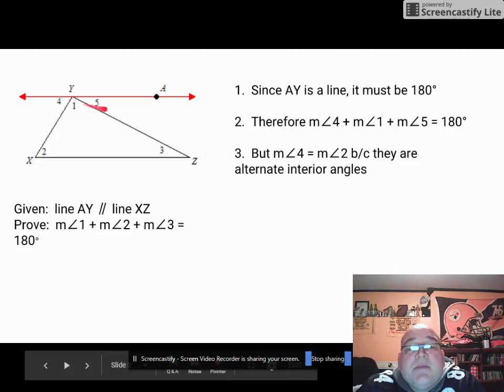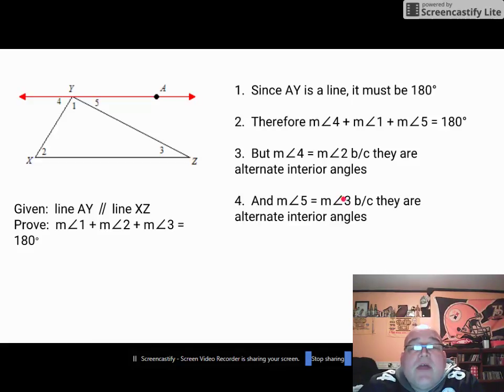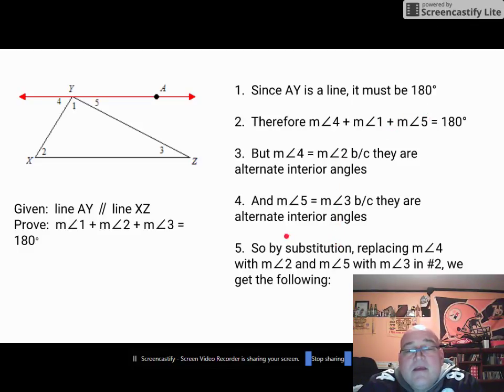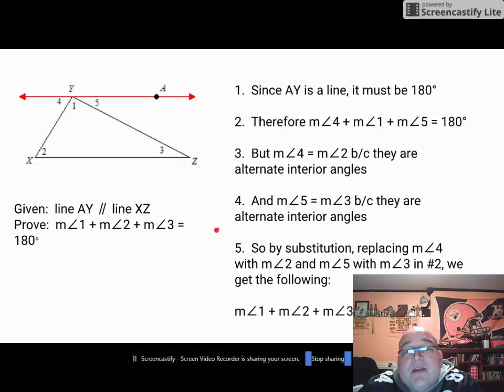Again, look for your Z shape. Seeing our Z shape, that means that angle 5 must equal angle 3 because they are alternate interior angles. Remember the substitution property from chapter 2. If 4 is equal to 2, then we can replace 4 with 2 anytime we see it. Same thing, since 5 is equal to 3, we can replace the measure of angle 5 with the measure of angle 3. And thus we get what we want. The measure of 1 plus the measure of 2 plus the measure of 3 equals 180 degrees. A very, very important fact that we use often in geometry and in mathematics.